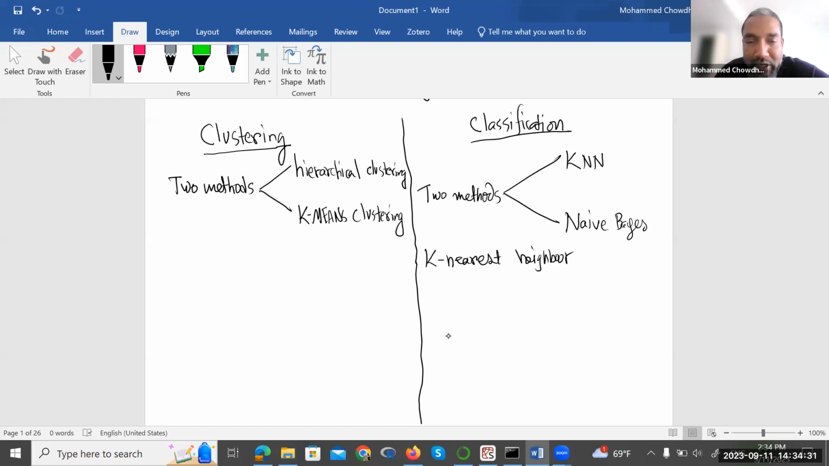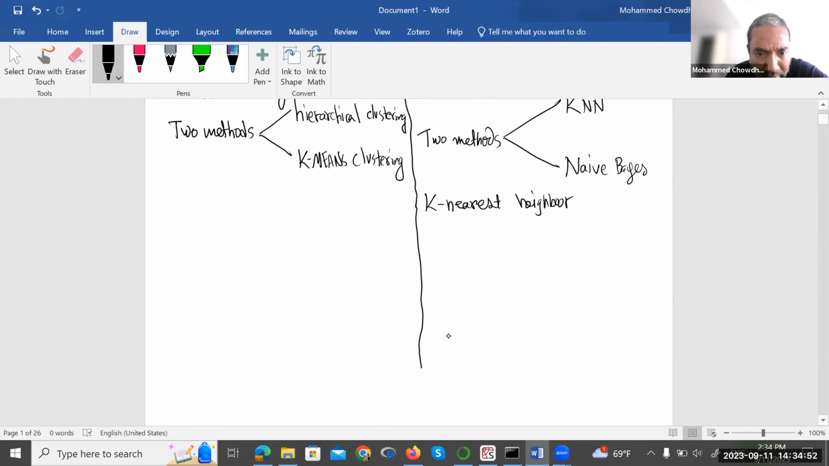Now let me draw the graph. If I draw the graph, then it will be very clear why clustering and classification are different things, and it will be in your memory forever if I draw a picture. For example, suppose you have something like this.